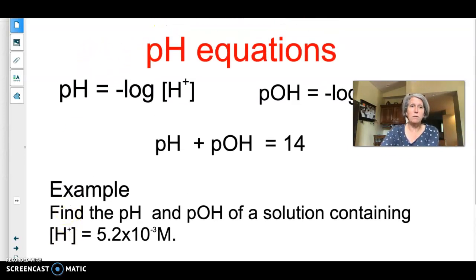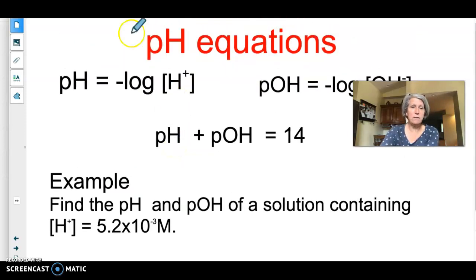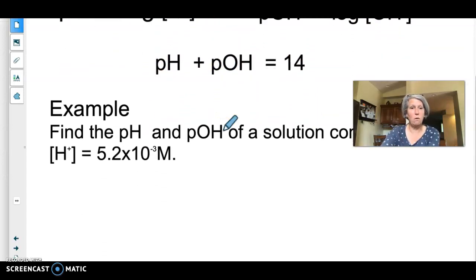Okay, so to solve a problem like this, we're going to use these equations right here to get us the pH, and then we're going to use this equation here to get us the pOH. Since I know the hydrogen ion concentration, I strongly suggest you show the equation and then show the substitution when you're doing your work, because you will have more success and less chance of making an error.